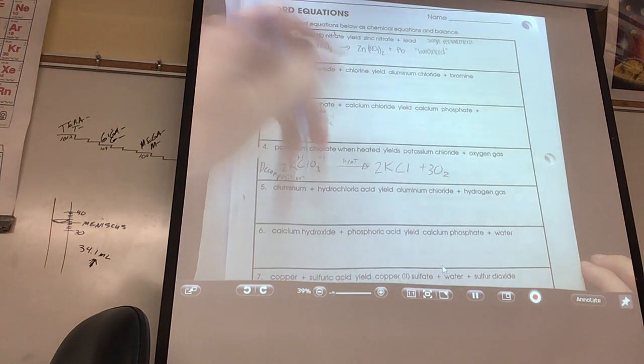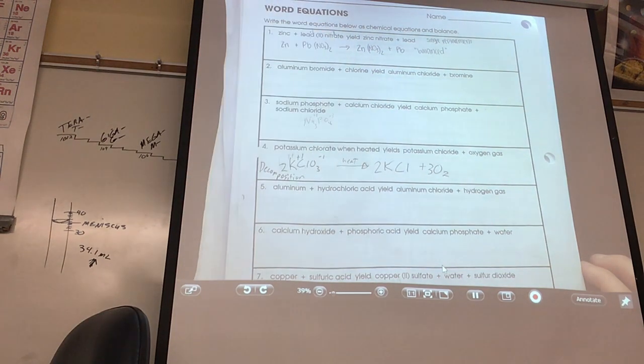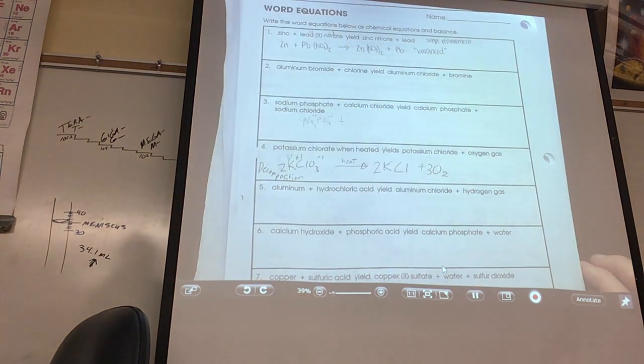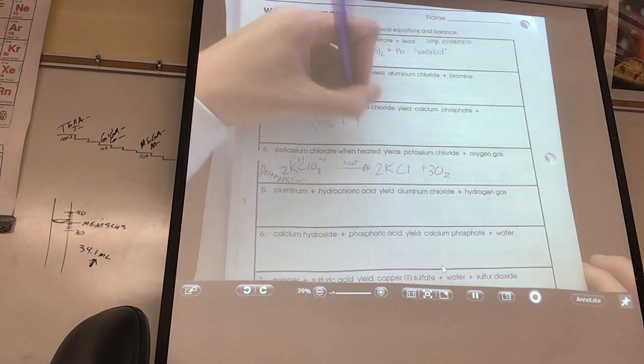Okay, all right, plus calcium chloride. I'm glad you went up there. Look at the periodic table for calcium.